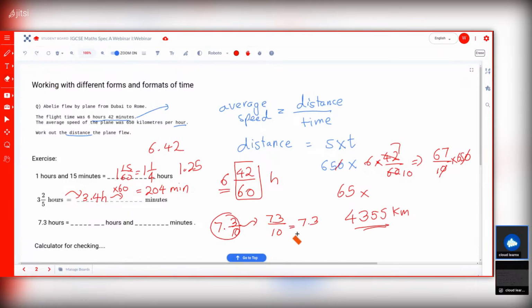Oops, no. We're going to convert it into minutes. So that's 73/10. Multiply that by 60, and that should give you what you want. 73 times 6, once again, 438 minutes, or you could even say 7 hours and 3/10, which is 18 minutes. Let me recap that.